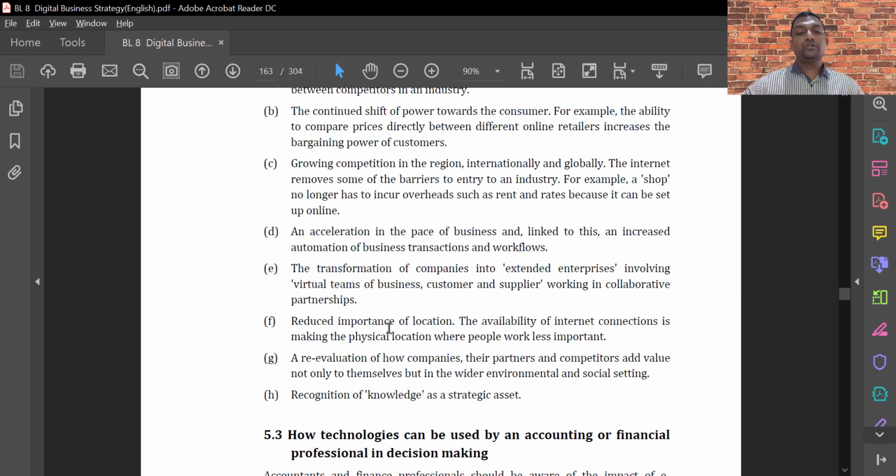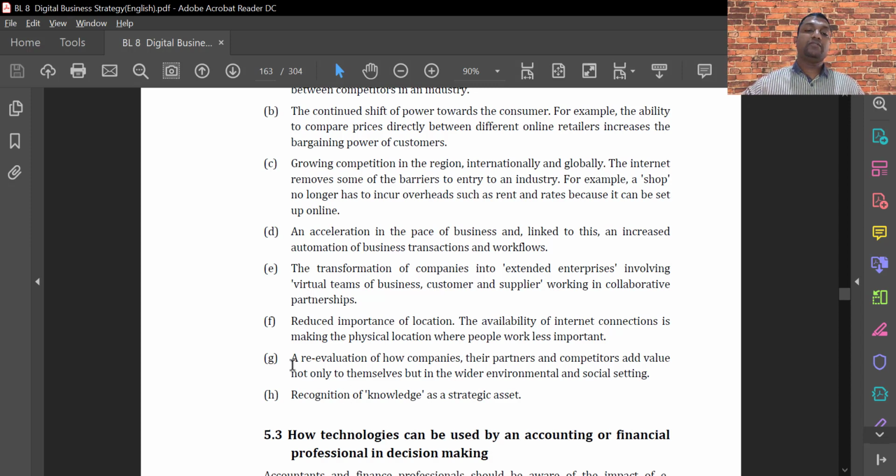And reduced importance of location, because when you are doing business online, location actually does not matter. There are certain businesses even in Sri Lanka where you don't find a physical office or a building where they operate, and they only operate through the internet, and you have phone numbers and email addresses to contact them. In terms of having a physical office, some of the businesses do not have one.